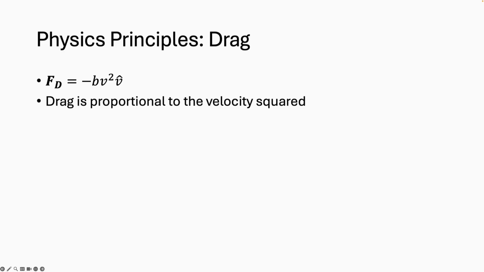Another physics principle we need to know is drag. We will use this equation for drag: B, some constant, times velocity squared. In our case, drag is proportional to the velocity squared, but it could very well vary in other cases, such as when the fluid moves in laminar or more turbulent flows.